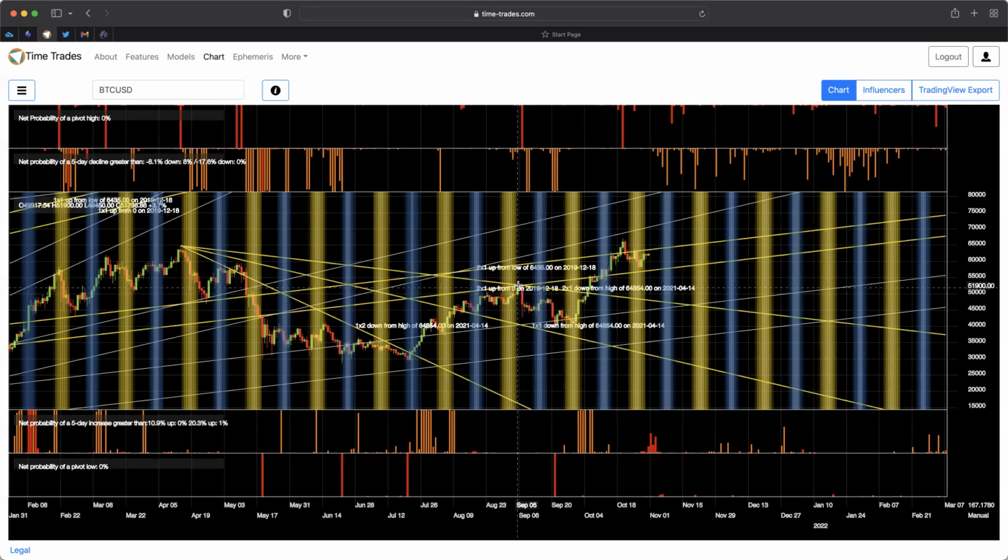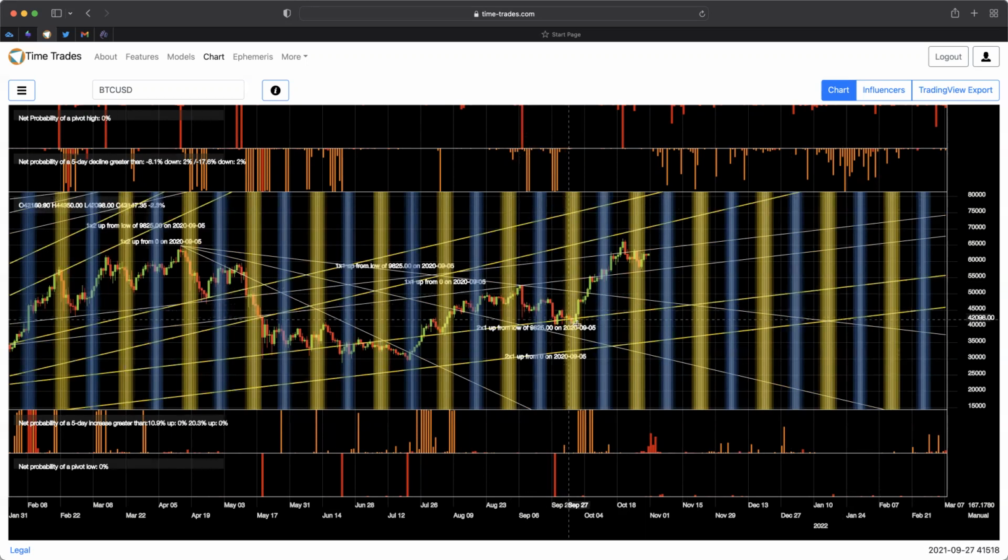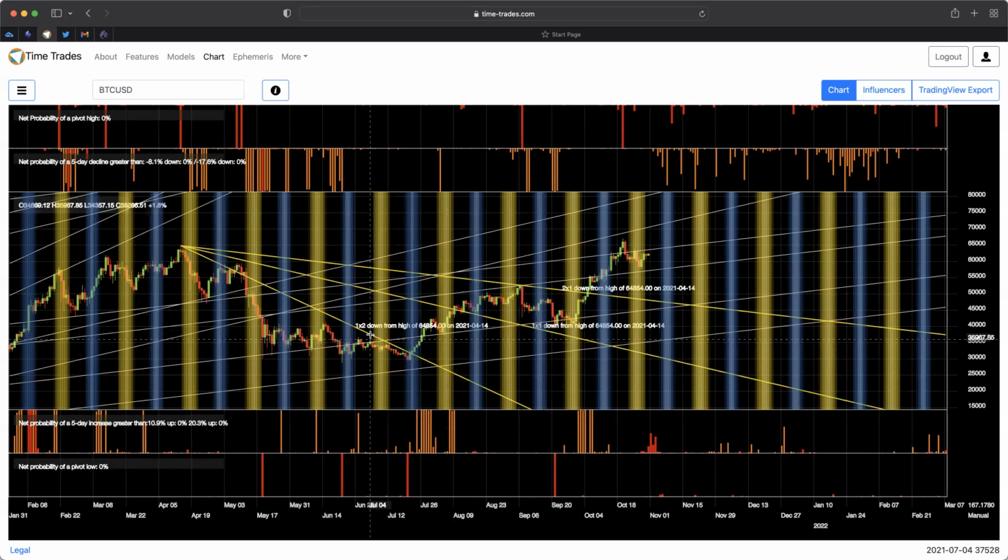You can see a hit on September 5th, catches that high, more or less catches the late September low, also catches this August low. And you can see how this GAN fan down from the April 14th high contains price during the summer. So I like the way this fits price.